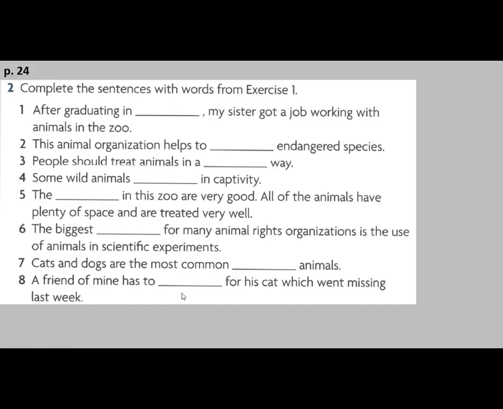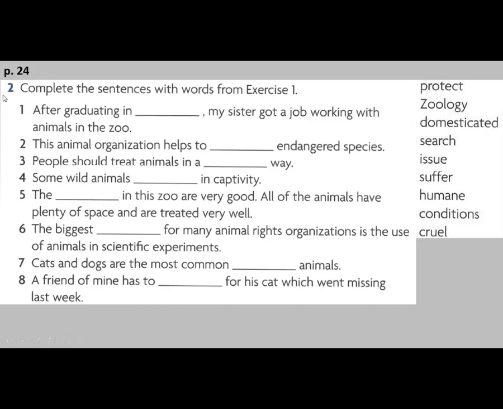Now, on the same page, page 24, there is another exercise. In this exercise, we are going to use these same words to complete the sentences here. Again, please stop this video now and finish this exercise. After you come back, I'll give you the answers.